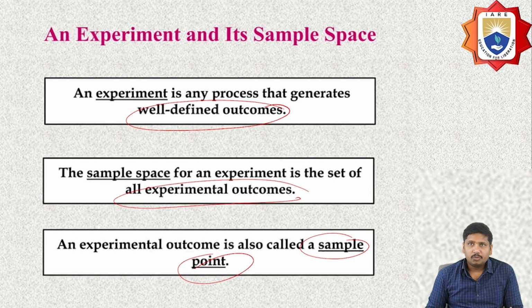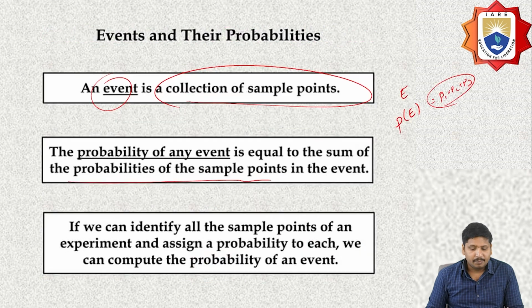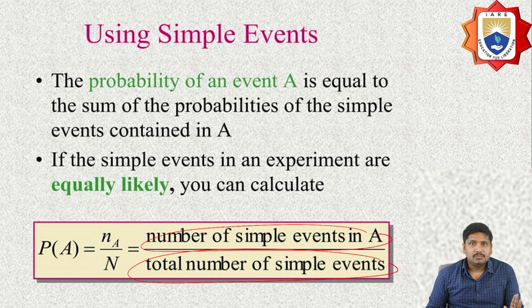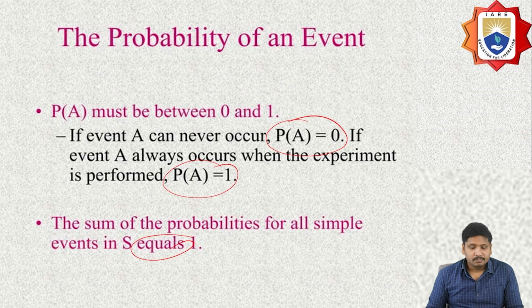The experiment is the process that generates well-defined outcomes. The sample space of an experiment is the set of all possible experimental outcomes. An experimental outcome is called a sample point, and an event is a collection of sample points, and the probability of any event equals the sum of the probabilities of the sample points in that event. These are examples of events and event outcomes. The probability of a simple event is the number of simple events of interest divided by the total number of simple events.